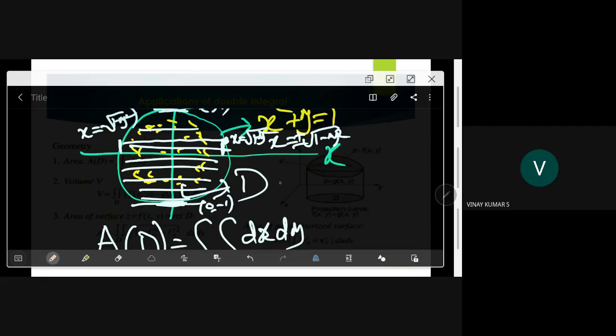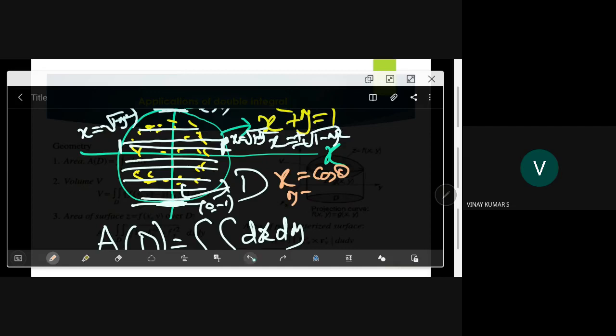Parameter means x is equal to cos theta, y is equal to sin theta. This is parametric representation. Another is called polar representation. That polar representation I will talk about.